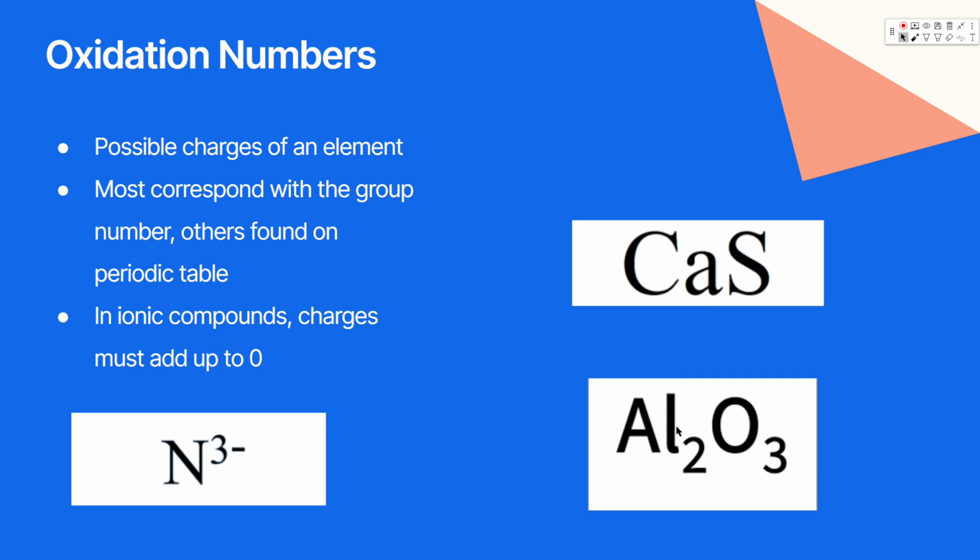Here you have aluminum oxide, and you have two aluminums with each a charge of +3. Over here you have 3 oxygen ions that have charges of -2 each. So the 2 aluminum ions add up to a +6 charge, while the 3 oxygen ions add up to a -6 charge. So those two add up to 0.